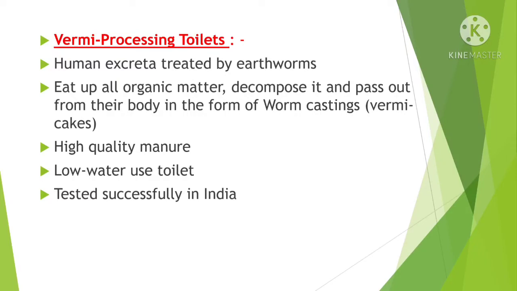Now the earthworms slowly eat all the organic matter that is present in the human waste, and they decompose it and pass it out from their body in the form of worm castings, also known as vermi cakes. Now the worm castings, or the vermi cakes, are a kind of high quality manure which can be added to the soil for growing plants.